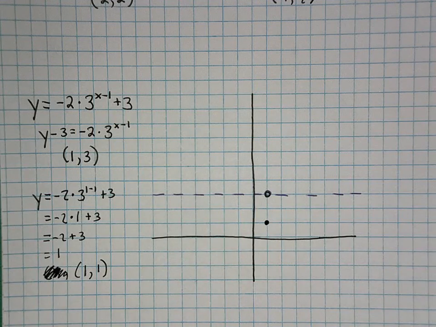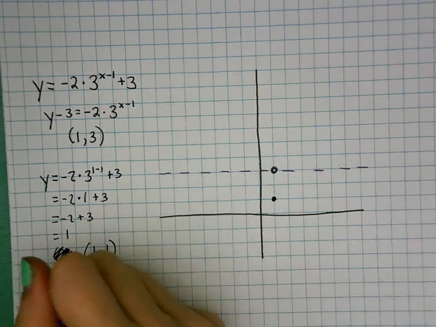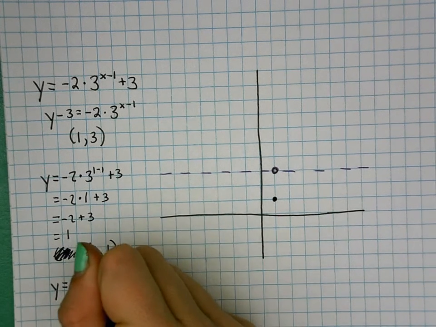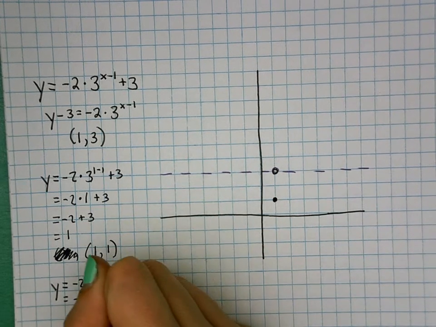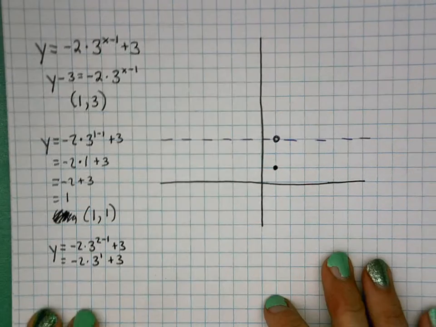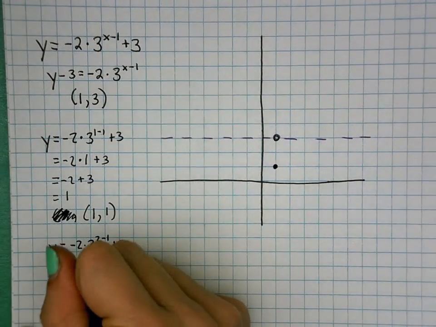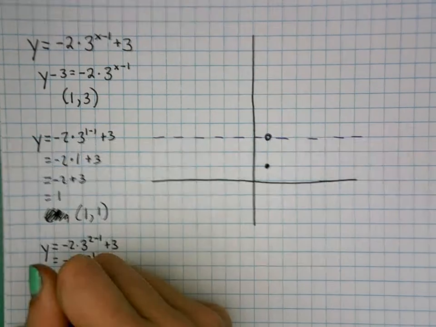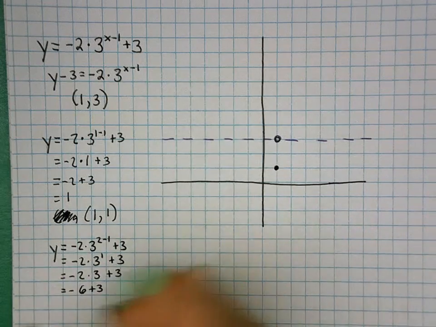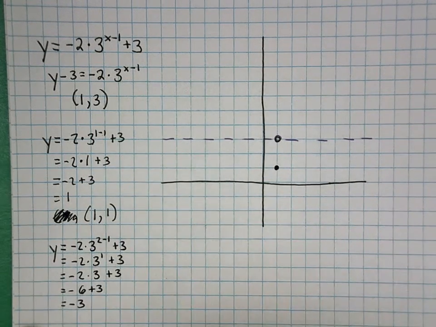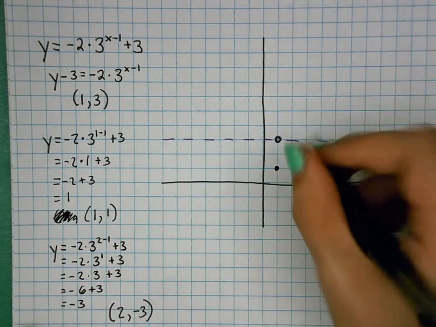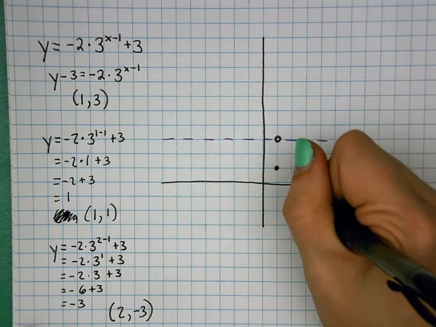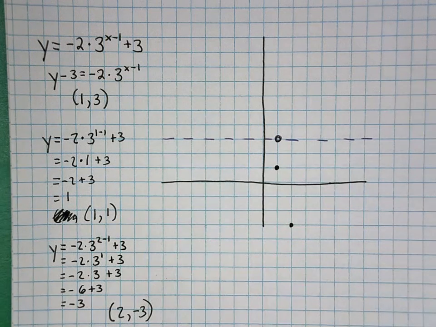So I'm going to go ahead and plug in 2. -2 times 3 to the 2 minus 1 plus 3 is -2 times 3 to the first plus 3, which is -2 times 3 plus 3, or -6 plus 3, which is -3. And so when x equals 2, y equals -3. X equals 2, y equals -3. Okay. And with that, you can sketch out your exponential function.